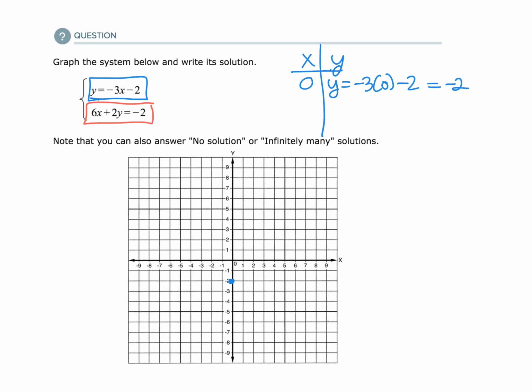So let's plot x equals 0, y equals negative 2 in blue. And you need 2 points for a line. So let's choose, I don't know, x equals 2. So when x equals 2, y equals negative 3 times 2 minus 2. So negative 3 times 2 is negative 6, negative 6 minus 2 is negative 8. So when x is 2, y is negative 8. So that's going to be a point right here.